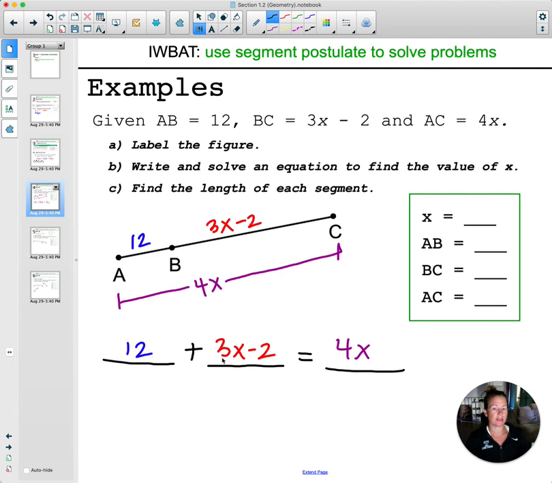So on this side of the equation, we'll add together our like terms. So we have 12 and negative 2. So 12 plus negative 2 is 10. And then we have that 3x, and then equals 4x on the other side. If you like doing that, you can put the little line down the center here.